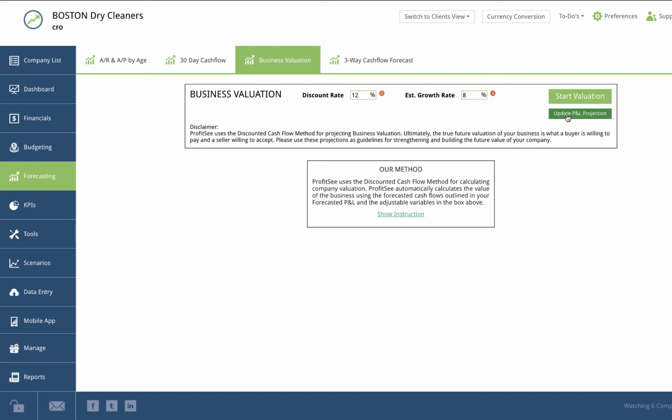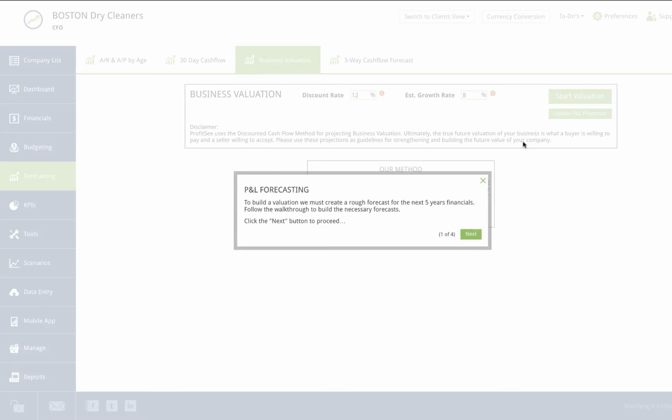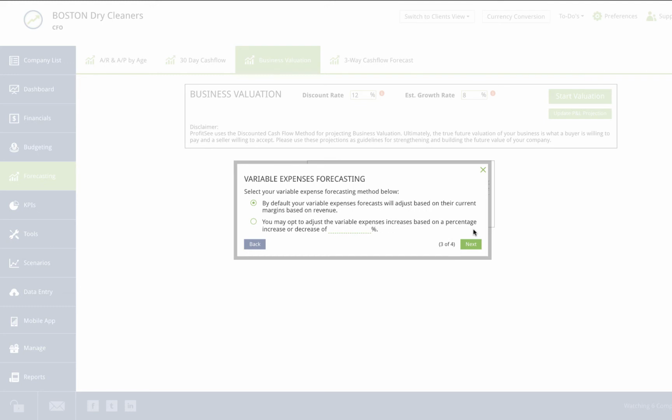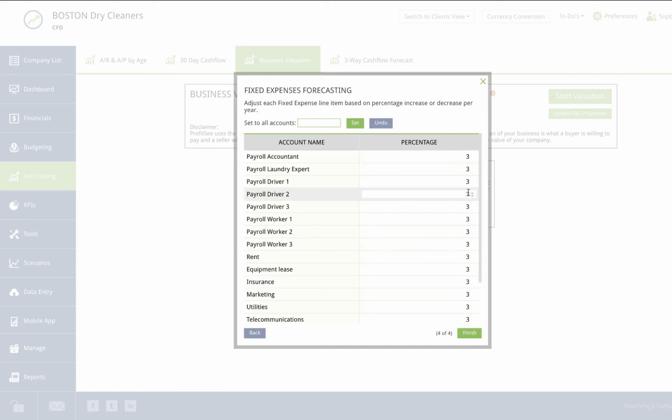After this, you will be asked to update the profit and loss projection for the next 5 years. The first part in the walkthrough, you will be asked to project the trend in revenue. You will then forecast variable expenses, which by default will be based on the current margins based on revenue. You may also opt to adjust the variable expense margin based on a percentage trend. Lastly, you can apply a percentage increase or decrease to each of your fixed expense line items across the board or individually.